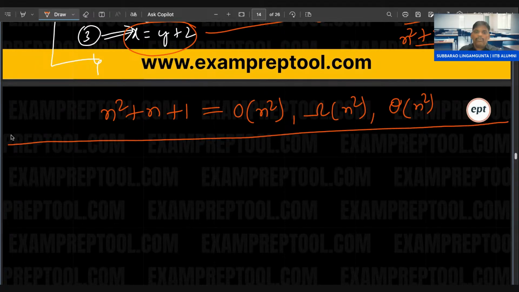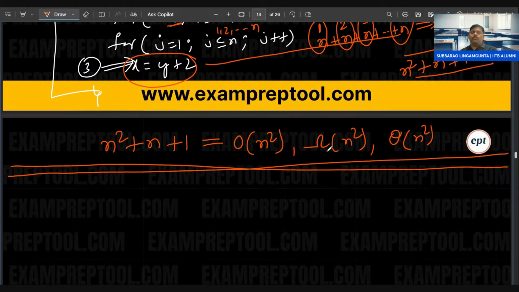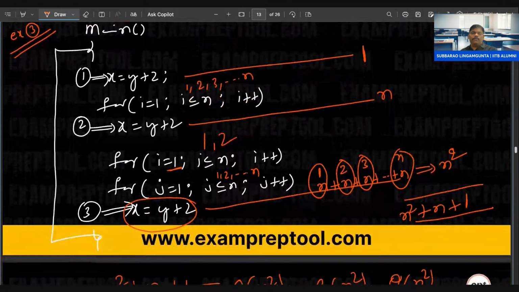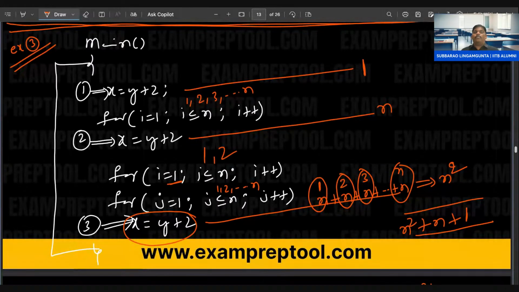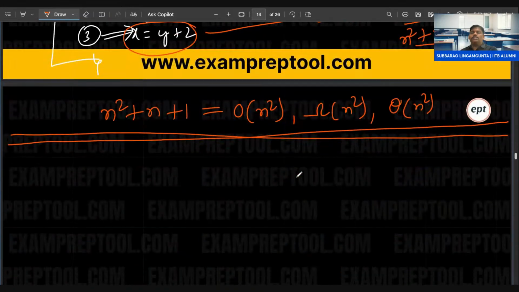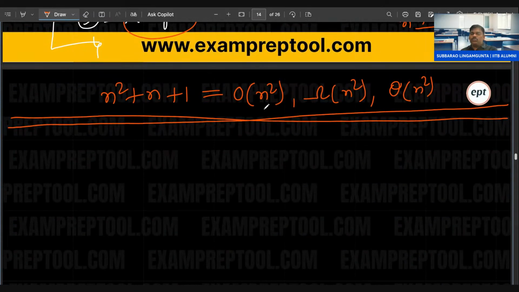Remember, I am going to cover 30 problems. So 3 problems I have done. If anyone asks you from today onwards to find time complexity, first of all, identify how many statements. Second step, find out every statement's order of magnitude. Just add all of them. Whichever is bigger, that is the answer. Bigger is n square, so big O of n square, omega of n square, theta of n square.